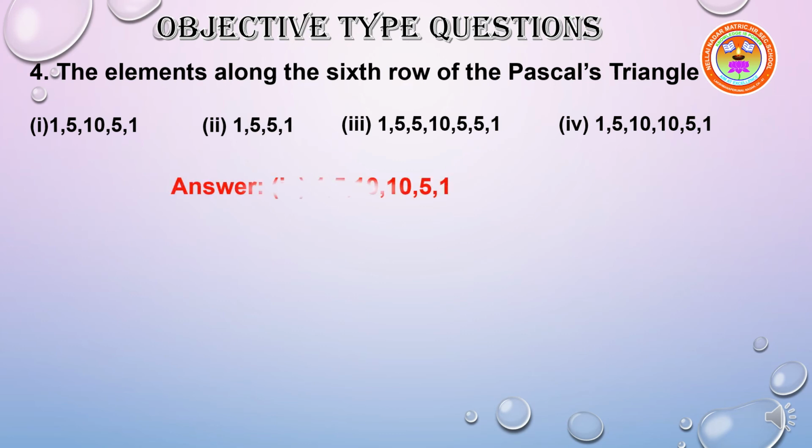The correct answer is option 4, 1, 5, 10, 10, 5, 1. That is the sixth row of the Pascal's triangle. Okay. These are the elements present in the sixth row of the Pascal's triangle.